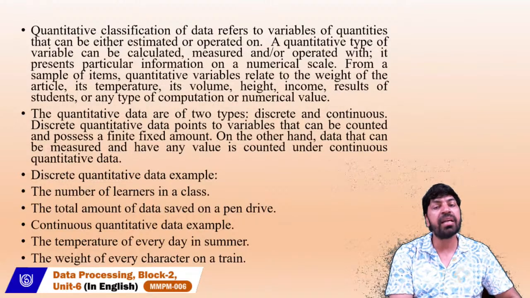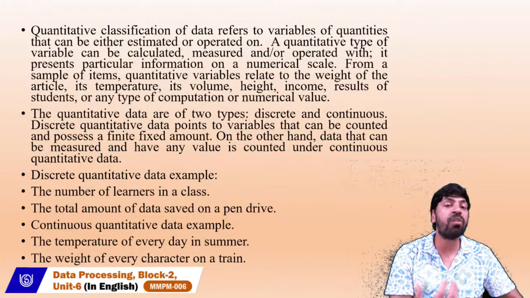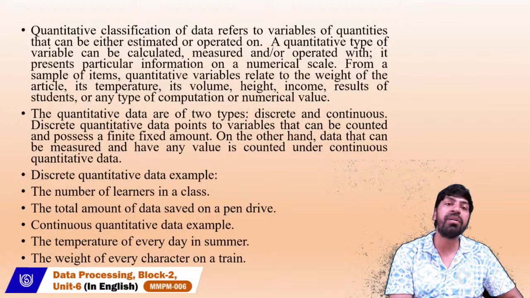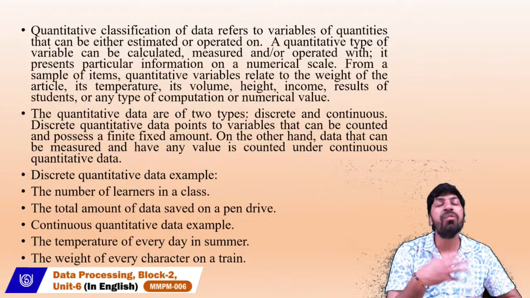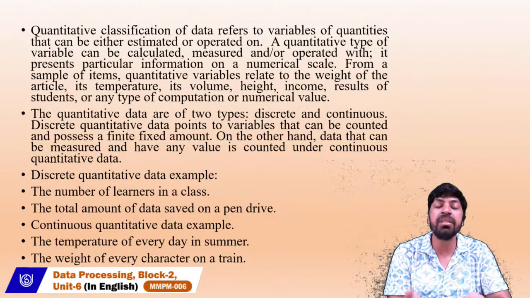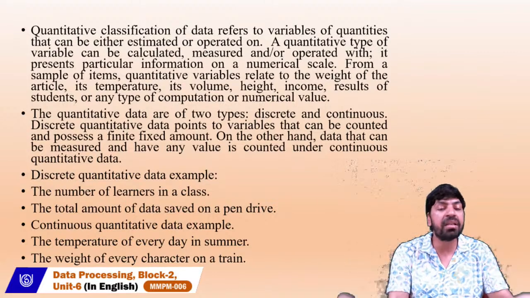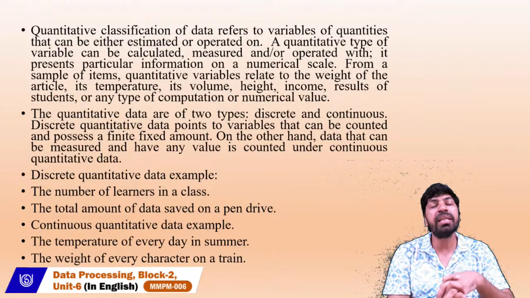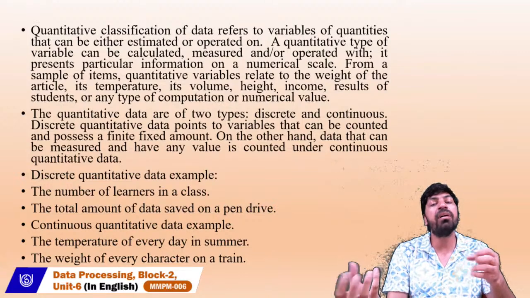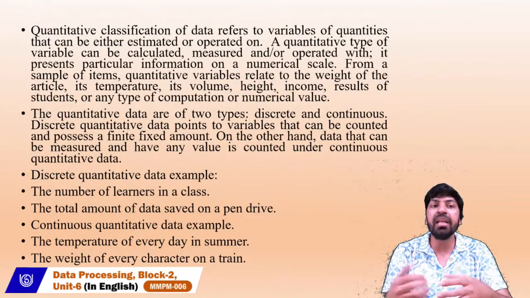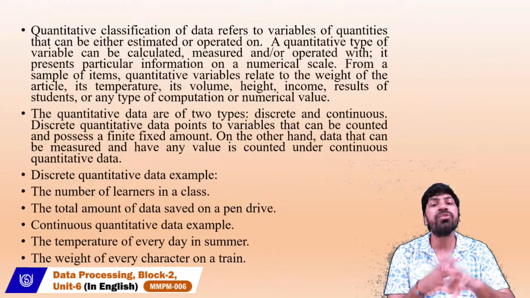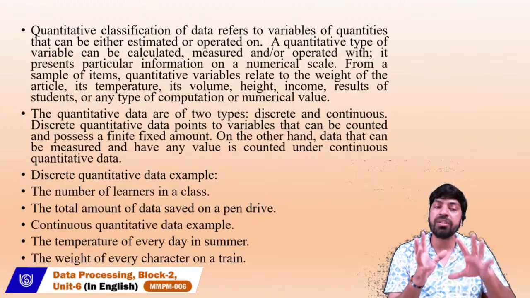Quantitative classification of data, we always talk about the numbers, we always talk about the units, we always talk about the figures. That becomes the quantitative classification of data, where a researcher operates on such variables which are quantitative in nature, which are numerical based. So quantitative type of variable can be calculated, can be measured, can be operated with the respective scale, that is a numerical scale. So the quantitative data are classified into two types: discrete and continuous.